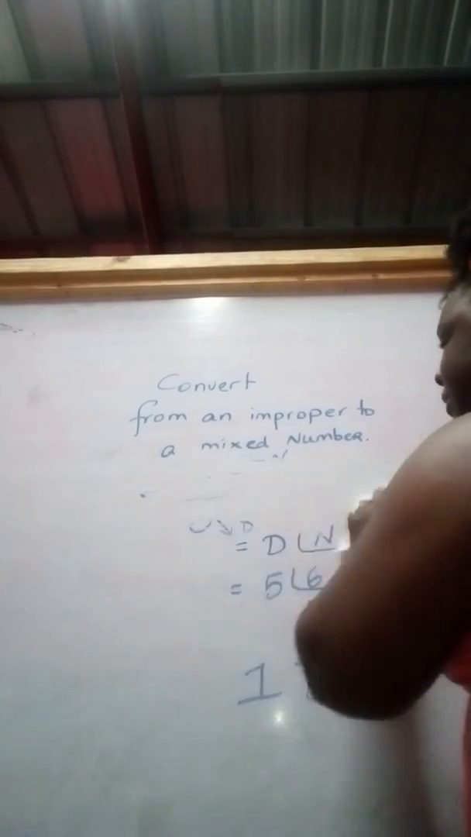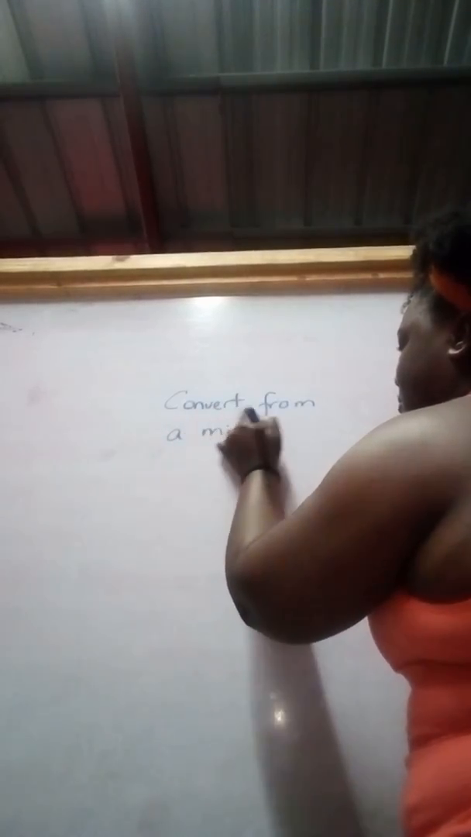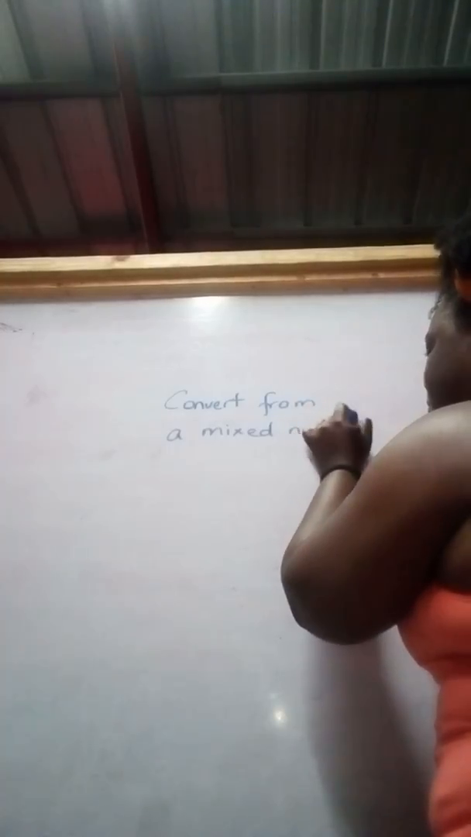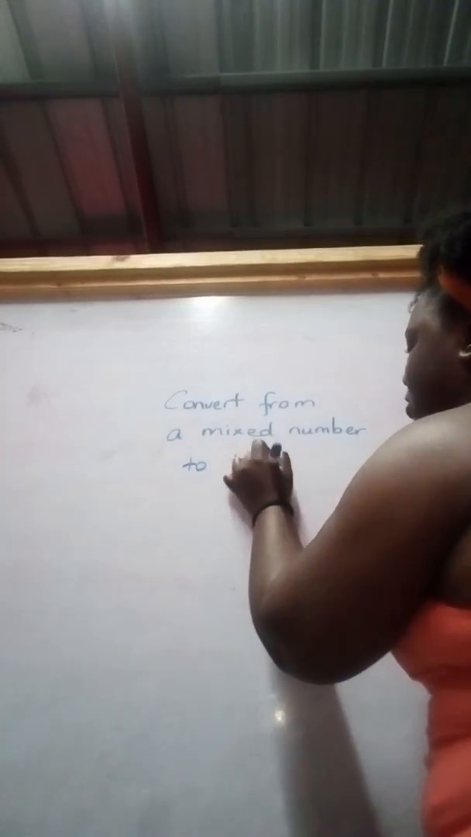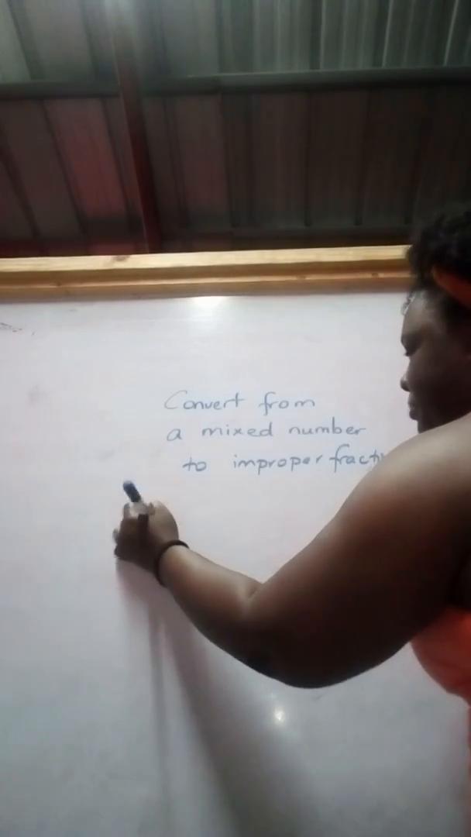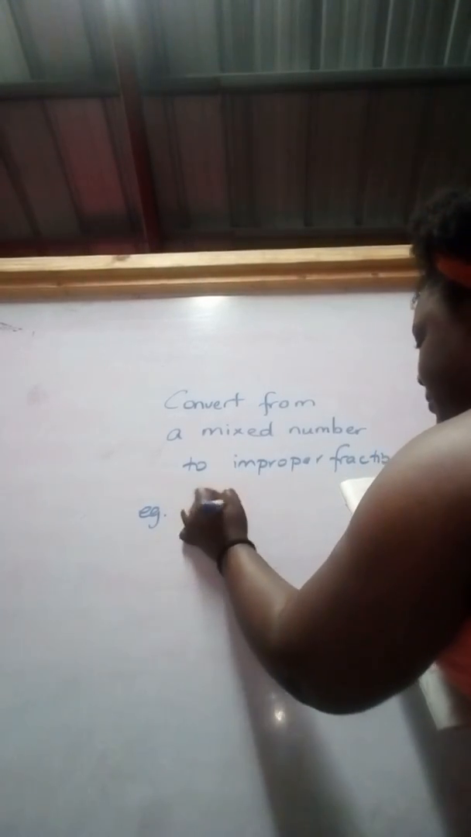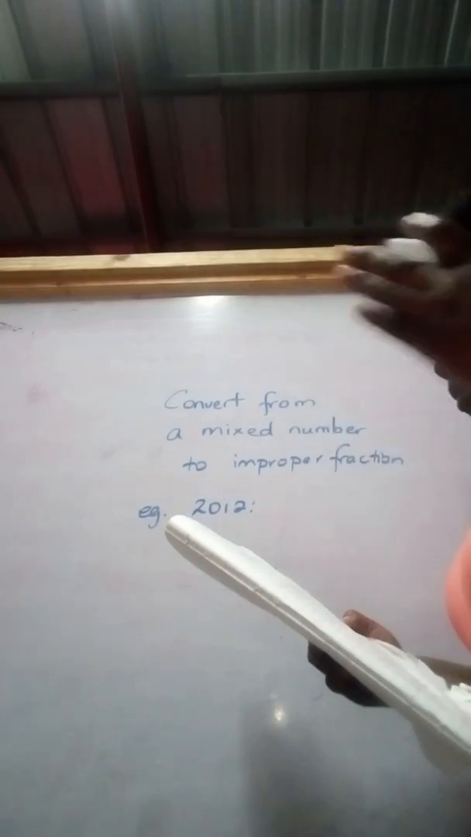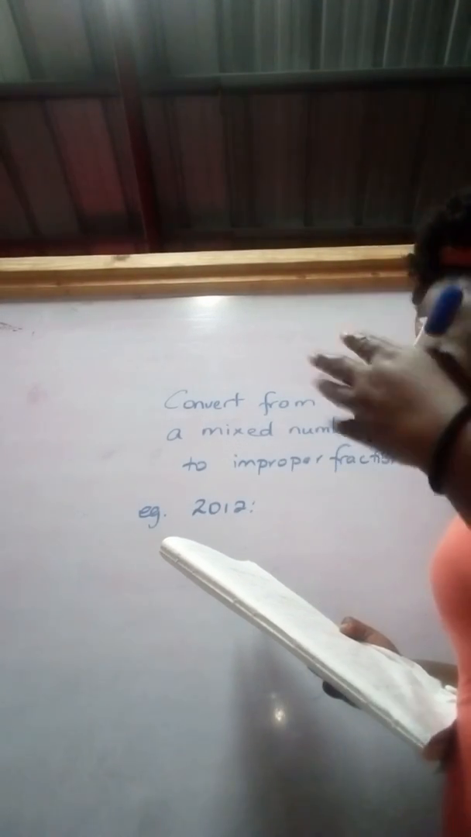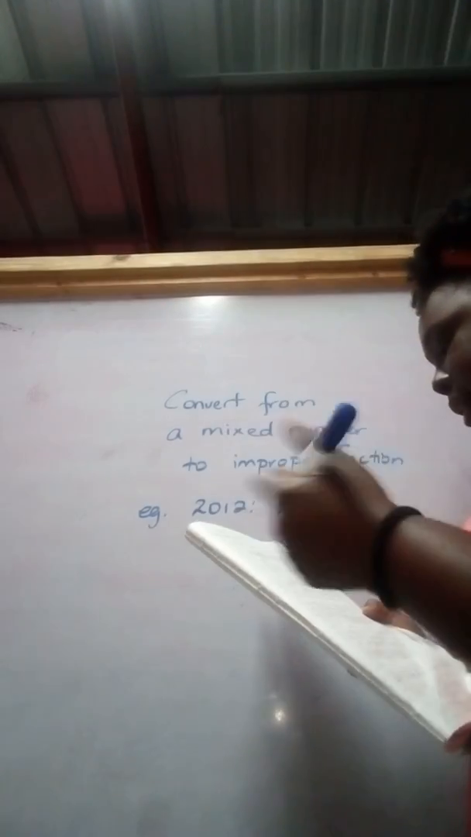We can also convert from a mixed number to an improper fraction. For example, in 2012, there was a question, change from a mixed number to an improper fraction. The question went like this: Express 5 3/4 as an improper fraction.